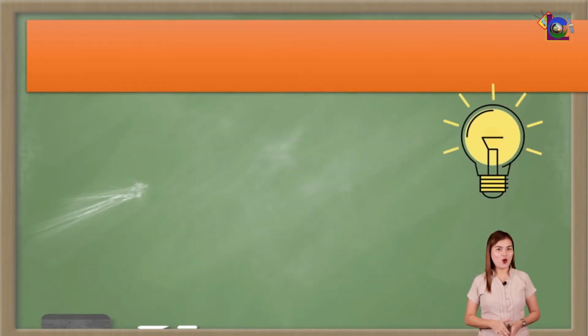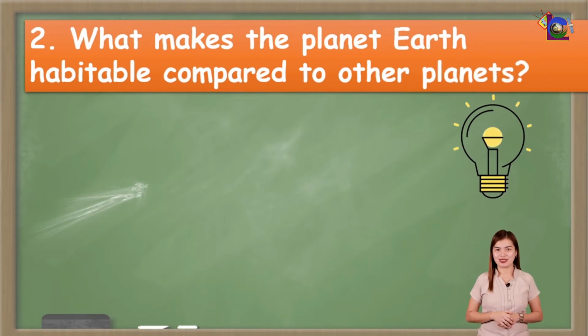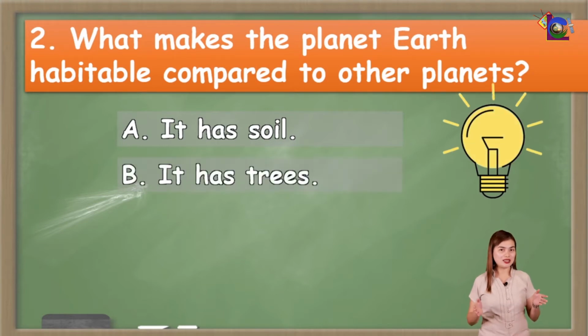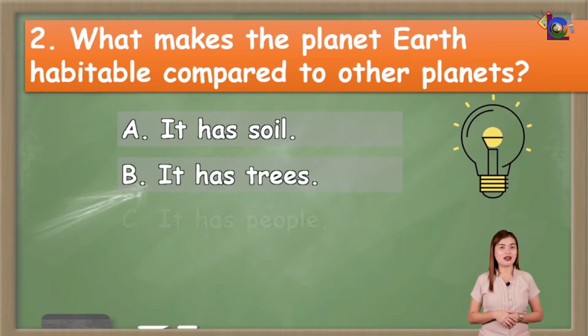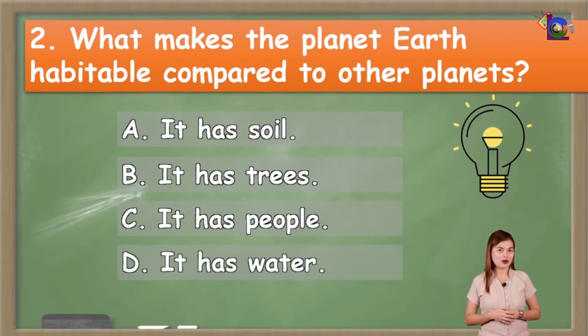Number 2. What makes the planet Earth habitable compared to other planets? Is it A, it has soil? B, it has trees? C, it has people? Or letter D, it has liquid water? The correct answer is letter B.